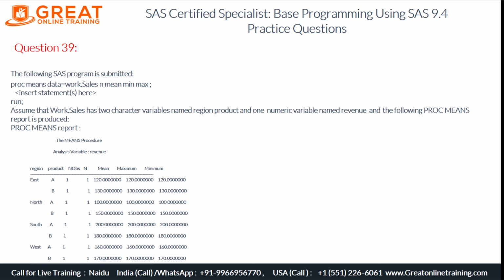So the same example is applicable here, with the region and the product. In the east, A and B. In the north, we are grouping A and B. In the south, we are grouping A and B. So the grouping variables here are the region and the product.